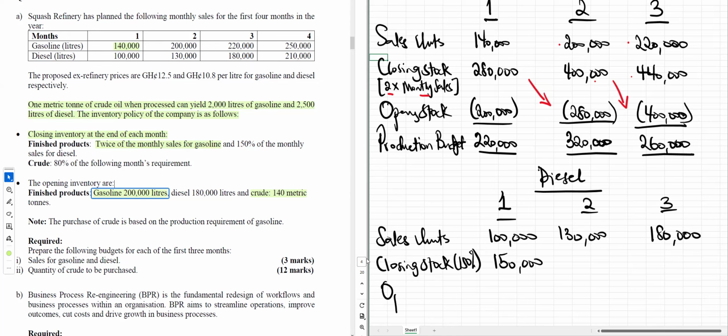And then the opening stock for the first month, they will definitely give you 180,000, right? You can see it from your opening inventory, 180,000. So opening stock. The closing stock becomes the opening stock for this month, right?